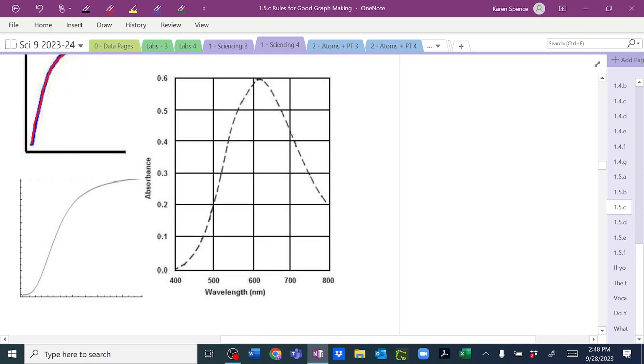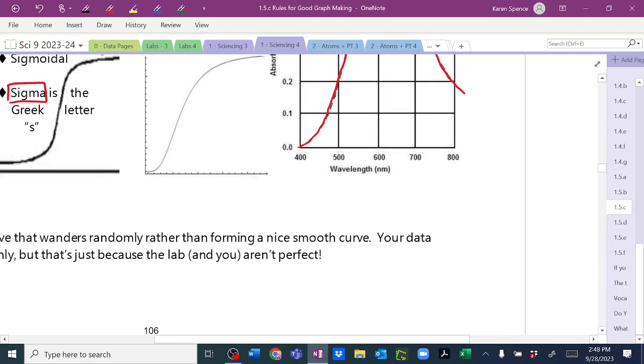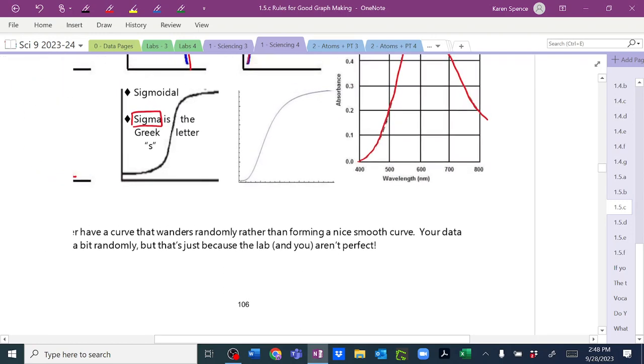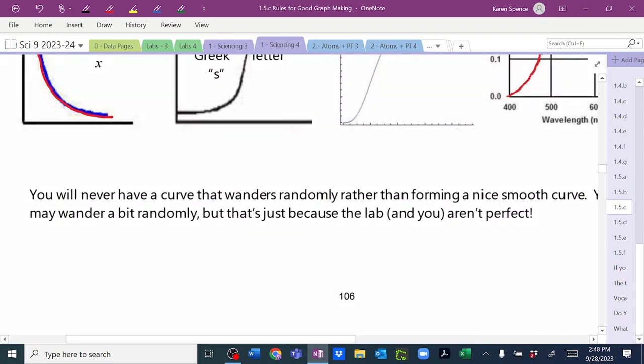And then one of the things my AP chemistry class has been learning about is where you have something that goes up and makes a smooth peak and then comes down. It's a little bit like that. Now, you will never have a curve that just wanders around randomly. This is not a smooth curve. That's playing connect the dots with a curvy line, okay?